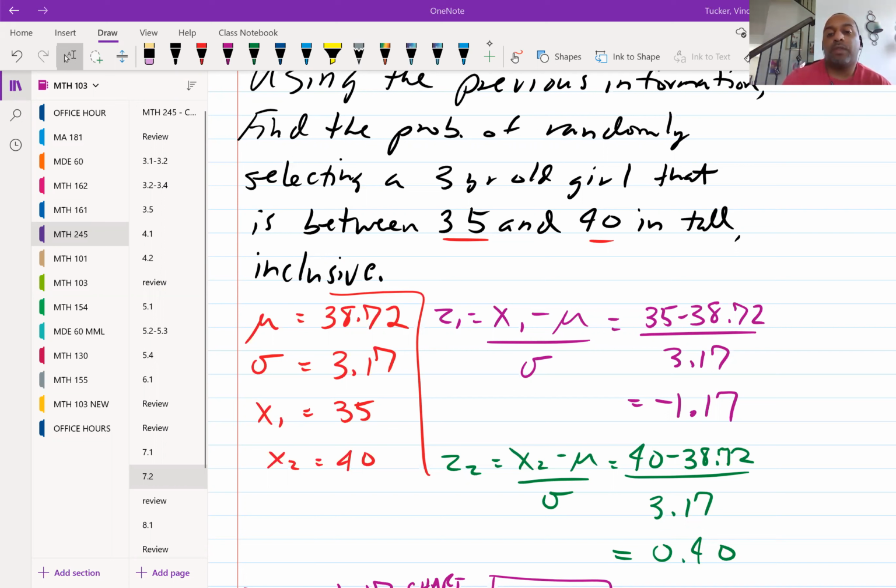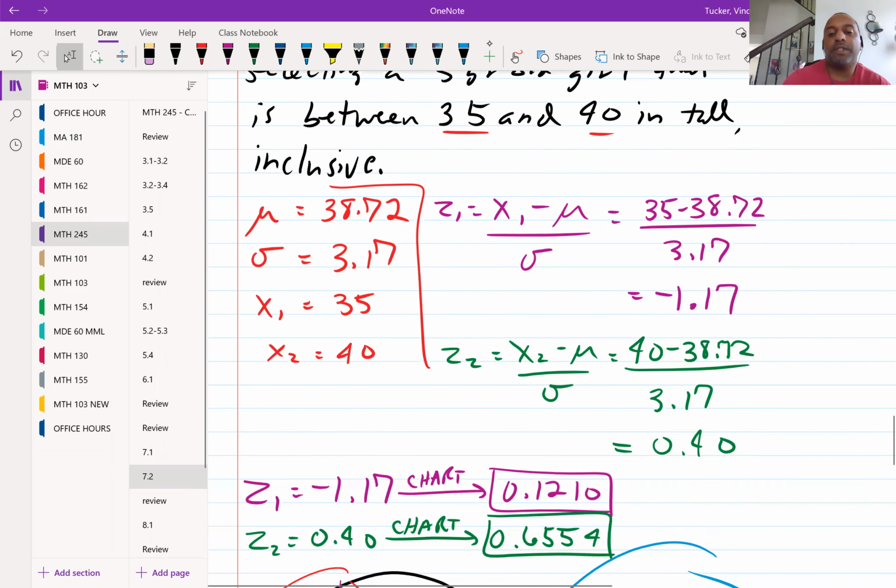Once you have your z-score for each, go to the chart for each and end up getting 0.1210 here, 0.6554 here. Once again, you go to the chart for each one of them individually, get their individual chart value.